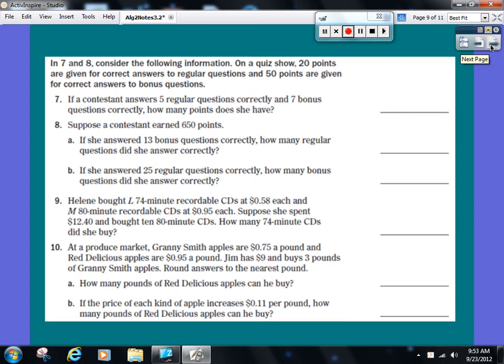Okay, on a quiz show, 20 points are given for correct answers to regular questions, 50 points for correct answers to bonus questions. If a contestant answers 5 regular questions correctly and 7 bonus questions correctly, how many points does she have? Well, this is where it's nice to write up your little formula. 20R plus 50B. 20 for regular, 50 for bonus. Plug in the stuff here and answer the questions. Okay? I think you can answer them all. I don't think I need to go through these all.